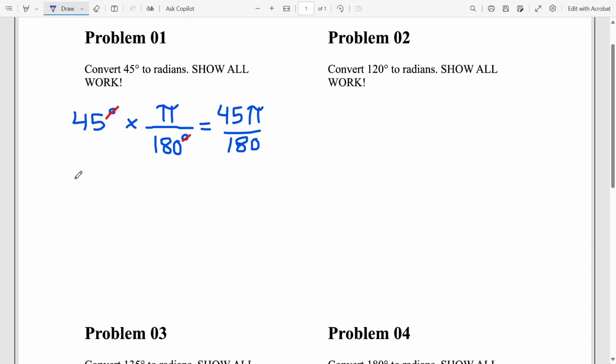Now 45 divided by 45 is going to be 1. So we're going to have 1 pi over 180 divided by 45 is 4. So we have 1 pi over 4 radians. And we can get rid of the 1. In math, a lot of times you won't see the 1 written. So this just becomes pi over 4 radians.